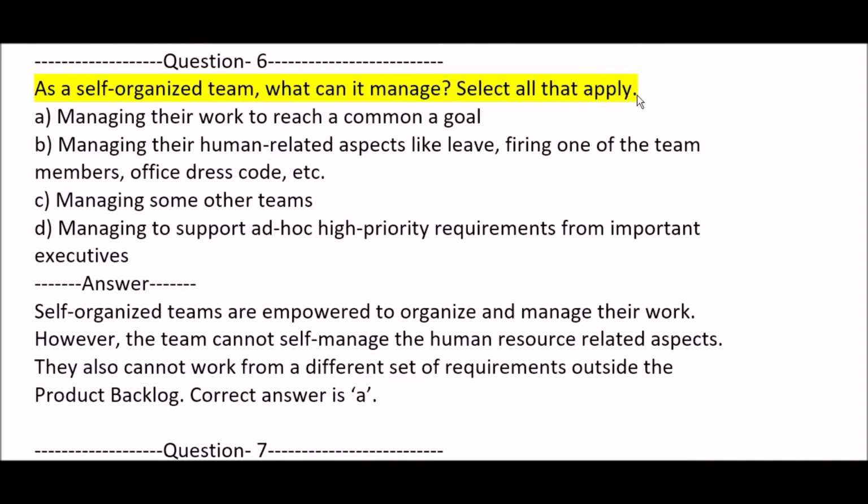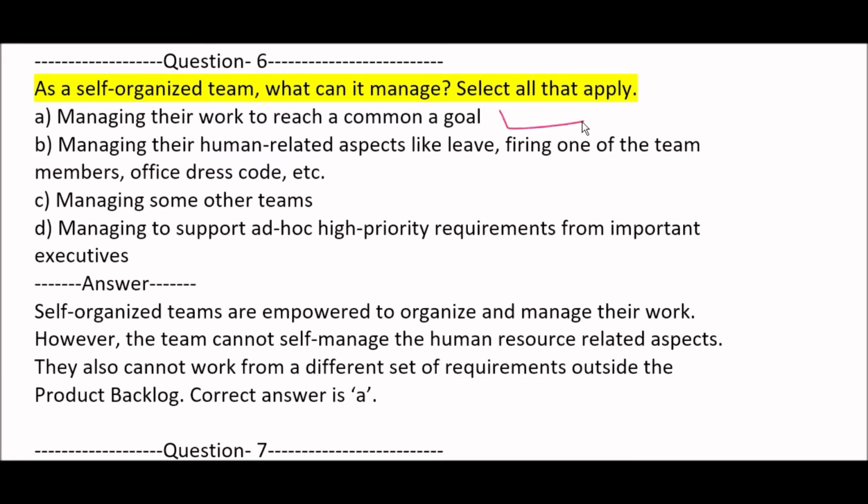As a self-organized team, what can it manage? Select all that apply. This type of question is what comes in the exam. Option A, managing their work to reach a common goal. Option B, managing their human related aspects like leave, firing one of the team members, office dress code, etc. Option C, managing some other teams. And option D, managing to support ad hoc high priority requirements from important executives. Okay, so here the correct answer is option A.